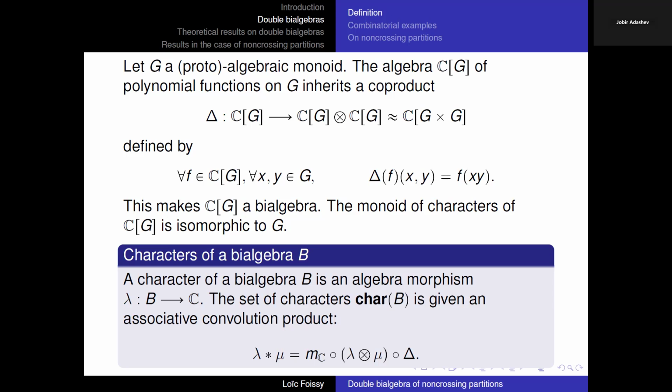And because you have a coproduct, dually you obtain a product on characters, given by this formula. You take two characters, you apply them on an element of C of J. So you first apply delta, then you apply the characters on the left and on the right, and then you multiply in C, and you obtain a new character. And in fact, in the good cases, this monoid which you obtain is isomorphic to the monoid we started with, J.